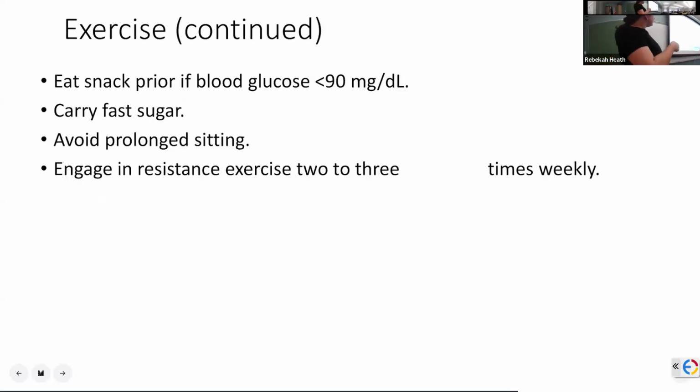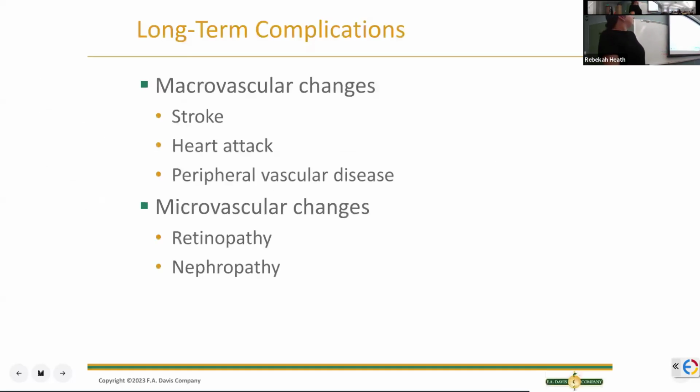Carry a fast sugar with you. We want them to do resistance activities 2 to 3 times a week, like weightlifting, building muscle of some sort.